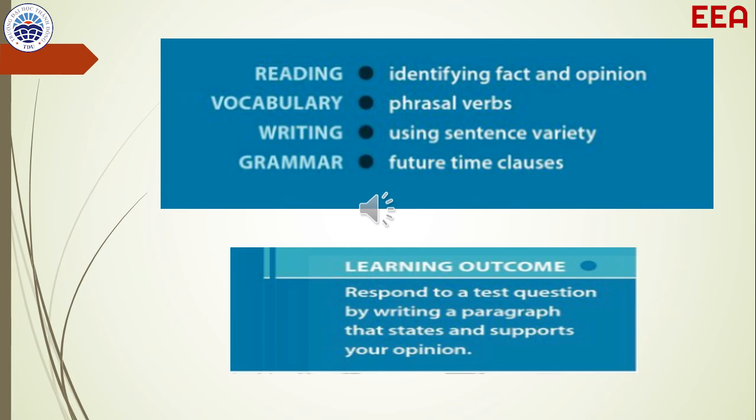In this unit, we have some main contents like identifying facts and opinions when you read something. About vocabulary, we will learn about phrasal verbs. About writing, you will learn how to use sentence varieties. And grammar, we have a look at future time clauses. About the learning outcome, that's what you will have after finishing the lesson. You know how to respond to test questions by writing a paragraph that states and supports your opinion. Okay?